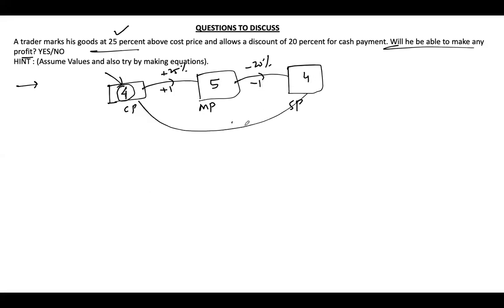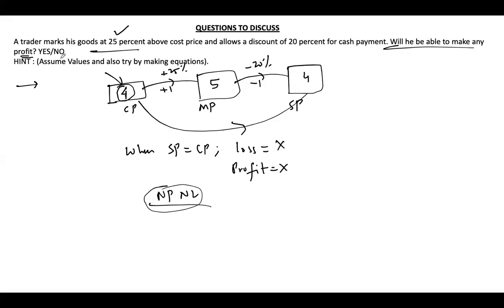So is there any profit or loss? Is there any profit first? No profit. So this is when selling price is equal to cost price. Are you having any loss? No. Are you having any profit? No. So this is a no profit, no loss situation. So will he be able to make any profit? No.